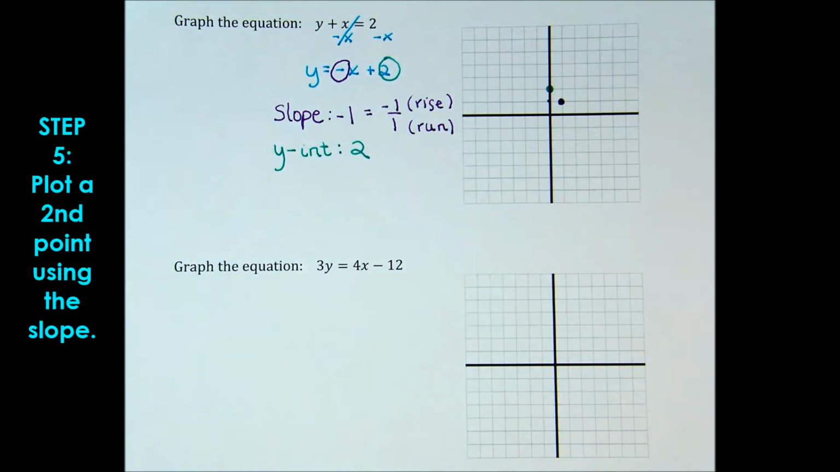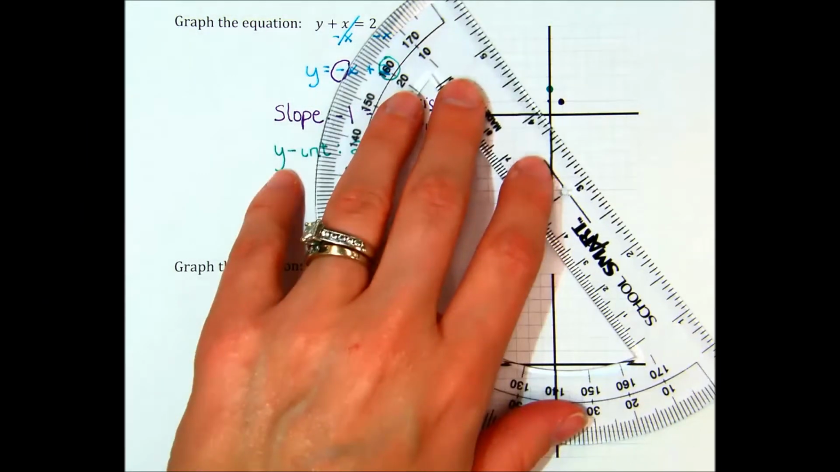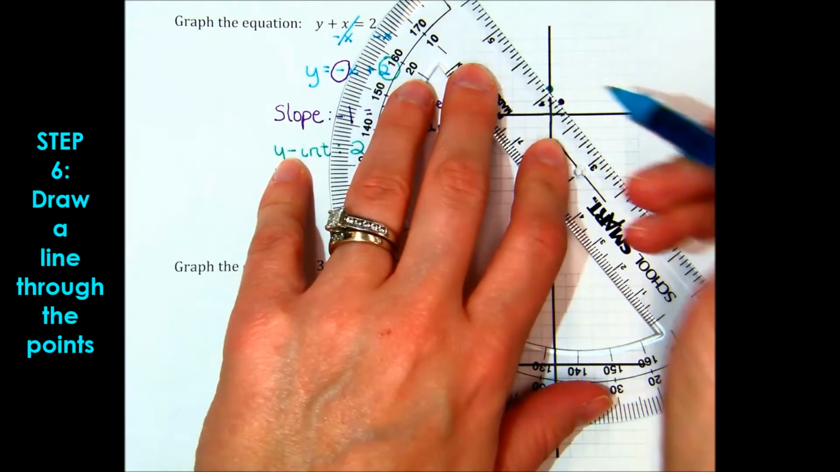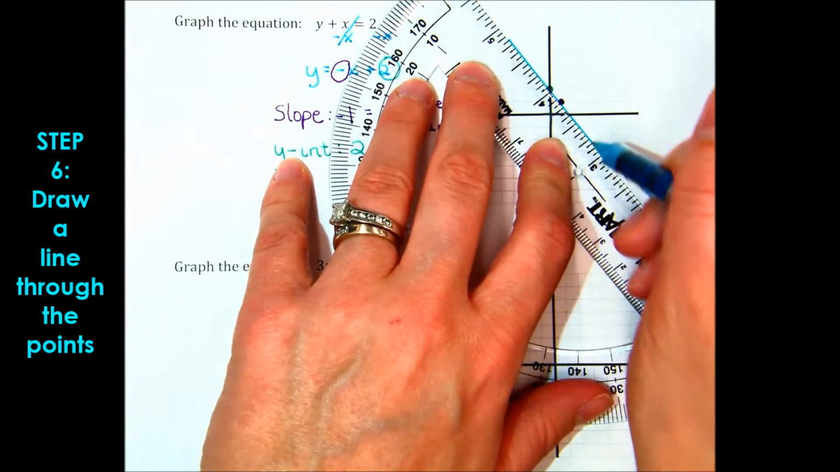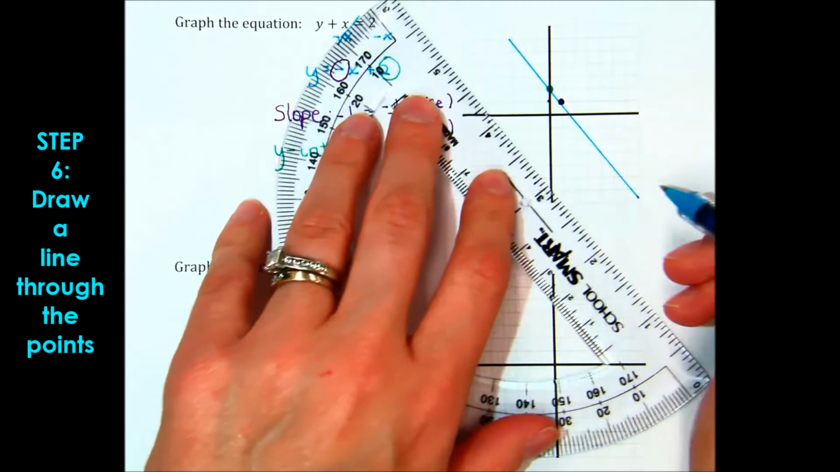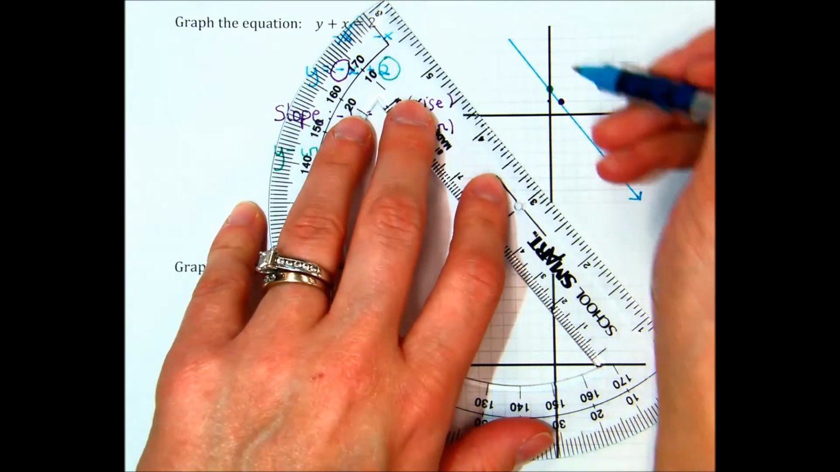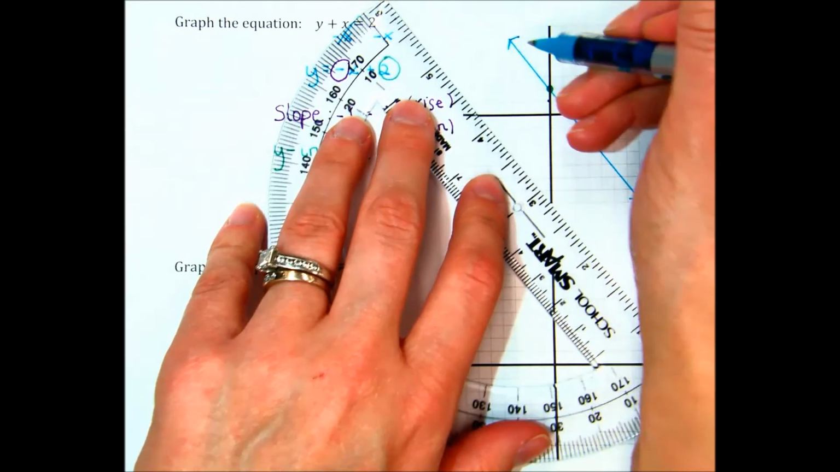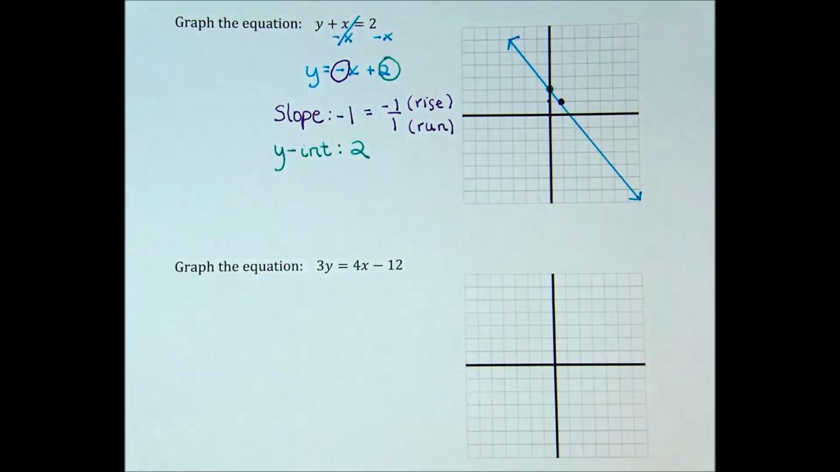Once you have your second point plotted, you can then use a straight edge to connect them. You have now graphed the equation y plus x equals 2.